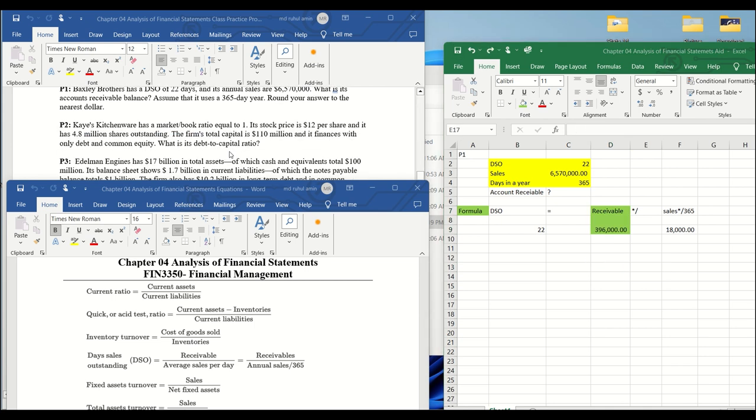Okay, let's go to problem 2. Get the values from the problem. Case Kitchenware has a market to book ratio, MB ratio, of 1. The stock price is $12 per share. Shares outstanding is 4.8 million.